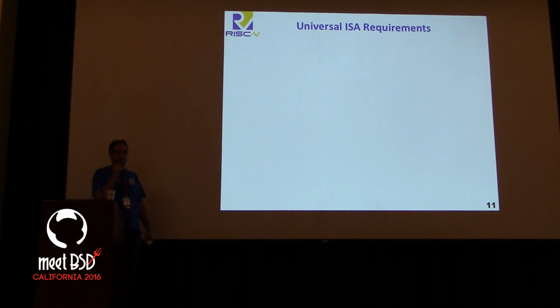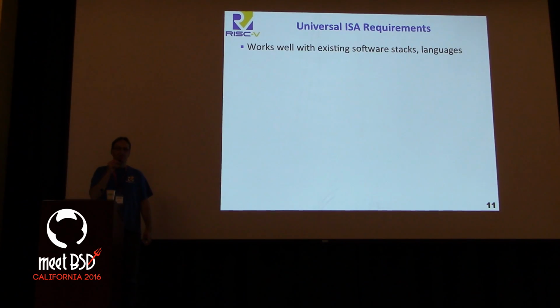Now we designed this ISA to be a universal ISA, so we wanted this to be good for everything. What does that mean? Well, the most important thing is that it can actually run existing software. A lot of academics have these wonderful ideas for a new computer architecture, which seem really great until you realize you cannot build a C compiler for it, right? And then it's like, well, that's not very useful. So we wanted something that runs existing software stacks and languages well.